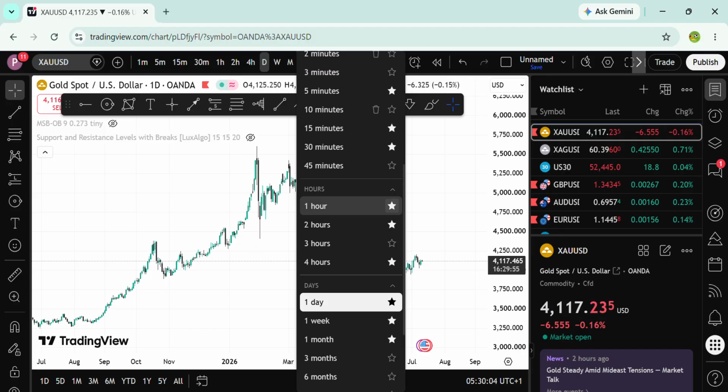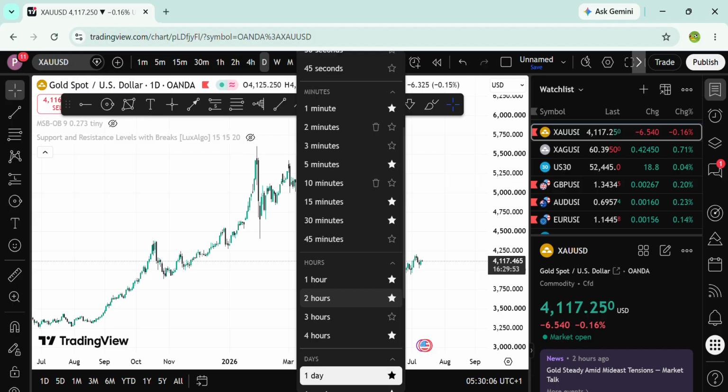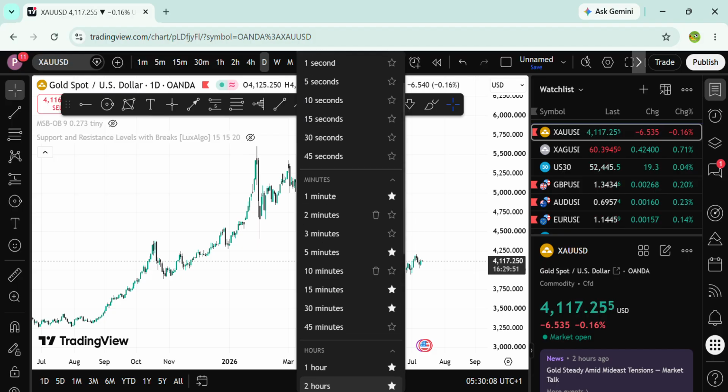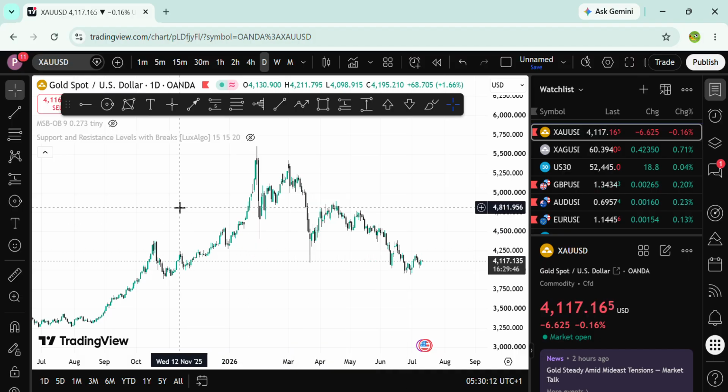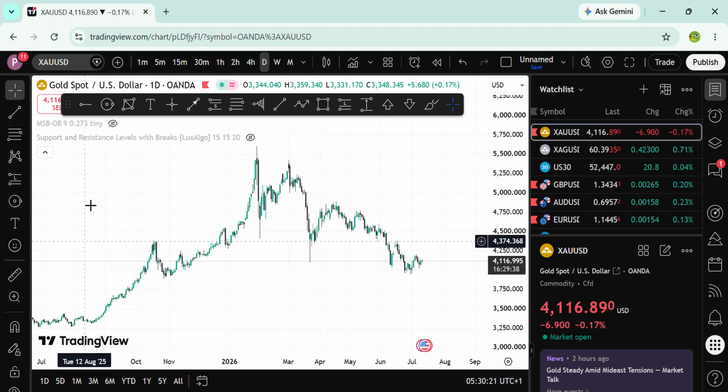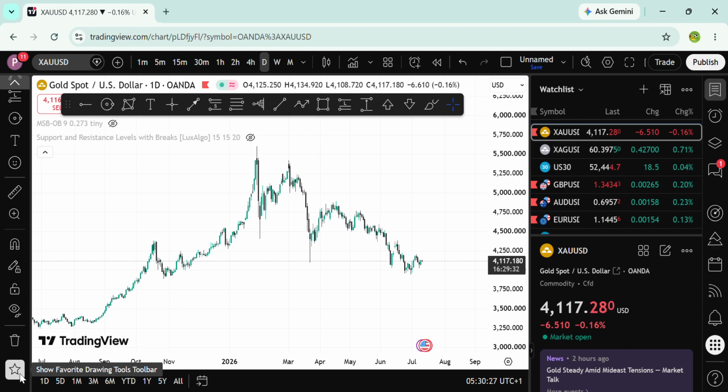I added the 2 hours, the 1 hour, the 30 minutes, the 15 minutes, the 5 minutes, and the 1 minute. All these are because I do not want to be going down into this category to be looking out for them one after the other. That's why I want them to be displaying on my chart so that whenever I need them, I will go. You can see my favorite list here.